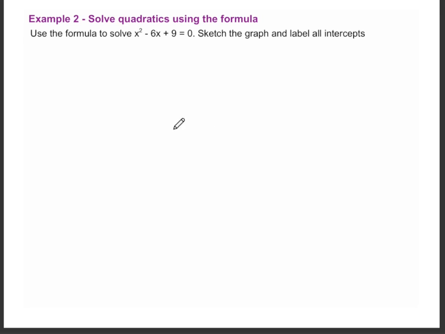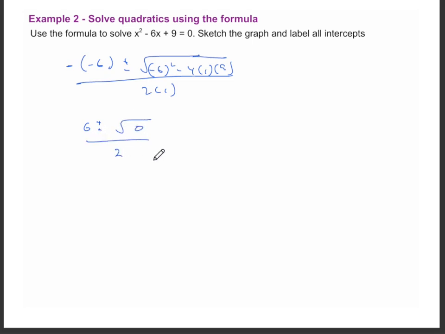The second example, x squared minus 6x plus 9, I'm going to solve the same way. So negative negative 6 plus minus square root of negative 6 squared minus 4 times 1 times 9, all over 2 times 1. And that's going to give me 6 plus minus square root of 0 all over 2, which is going to give me 6 plus 0, 6 minus 0; 0 doesn't have a plus and minus value. And so we're just going to have 6 over 2, which is just 3.